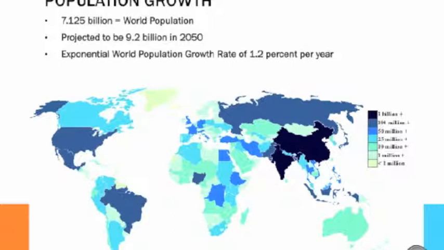You can see the world population is about 7.125 billion, and it's projected to be 9.2 billion in 2050. And the exponential world population growth rate is 1.2% per year. And you can see how the population density is spread out in each of the countries. For example, China is very population dense, while Canada isn't very population dense, and the map reflects that.